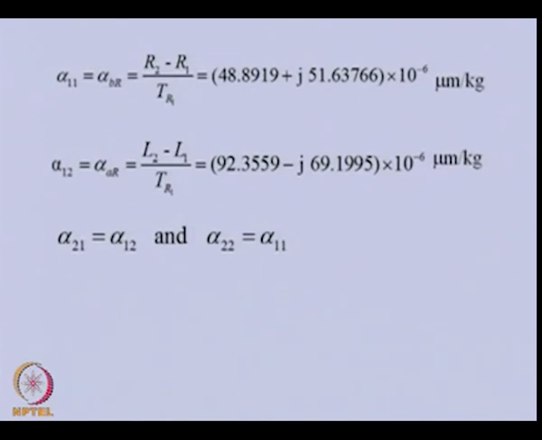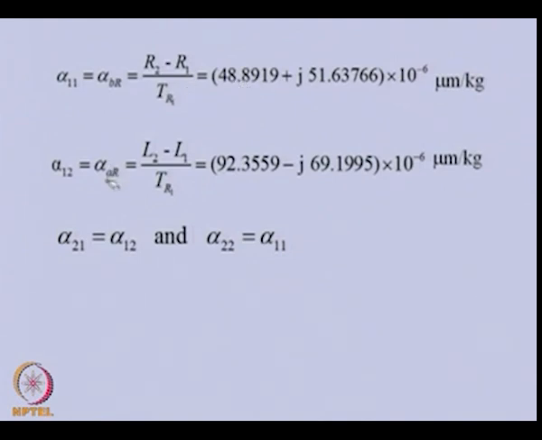Now, influence coefficients are defined. Basically, we are keeping the trial mass in the right plane, and these are the measurements in plane B. So, this is the influence. We can put R2, R1, and TR all in the complex form, substitute and simplify. So, we will get the influence coefficient, this one.